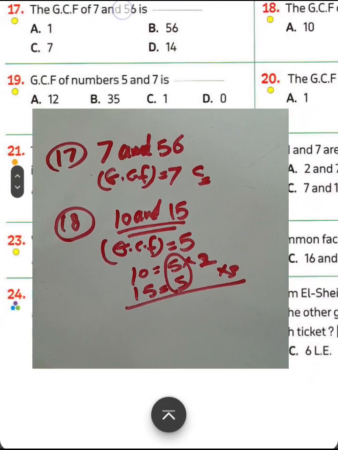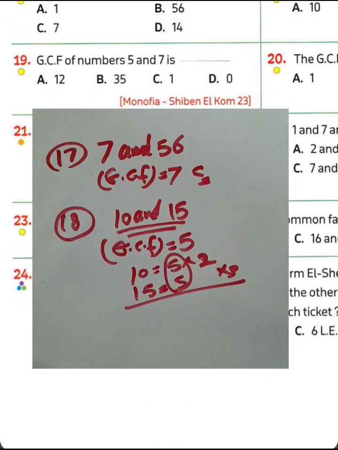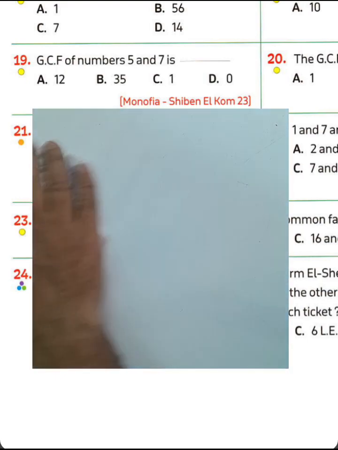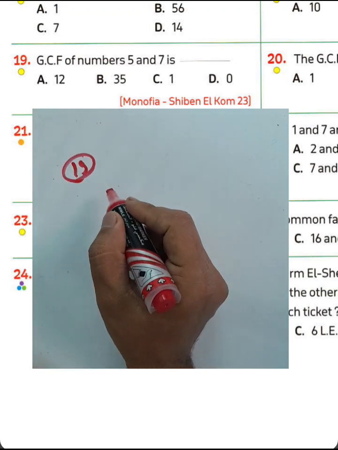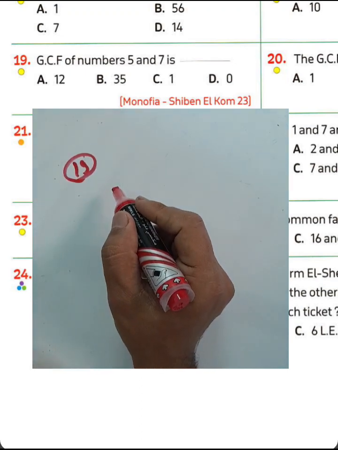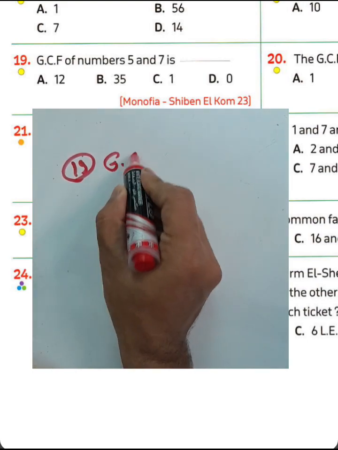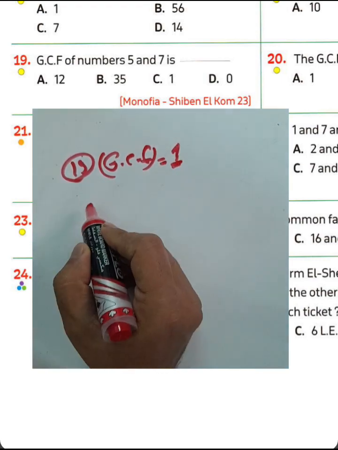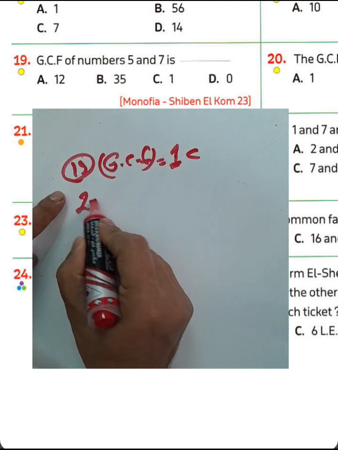Question 19. The greatest common factor of 7 and 5. The greatest common factor between them will be 1. We have here two prime numbers. The greatest common factor between any two relatively prime numbers, or any two prime numbers, will be 1 only. So the greatest common factor between the two numbers here will be 1. For question 19, choose letter C.